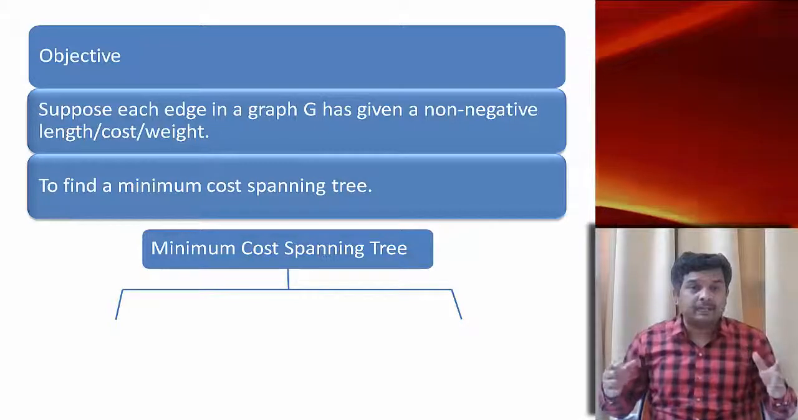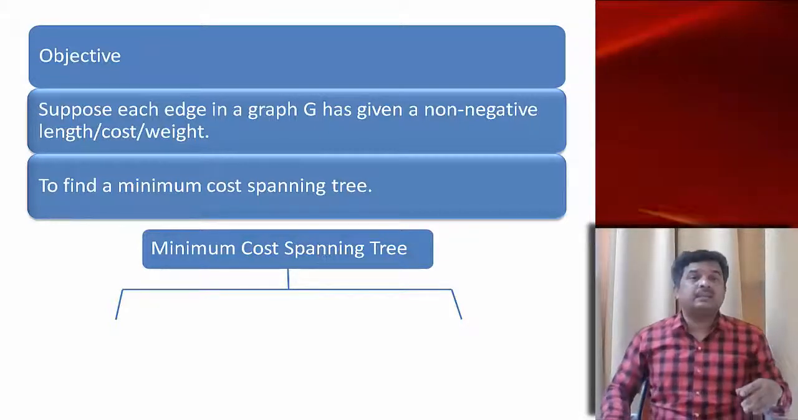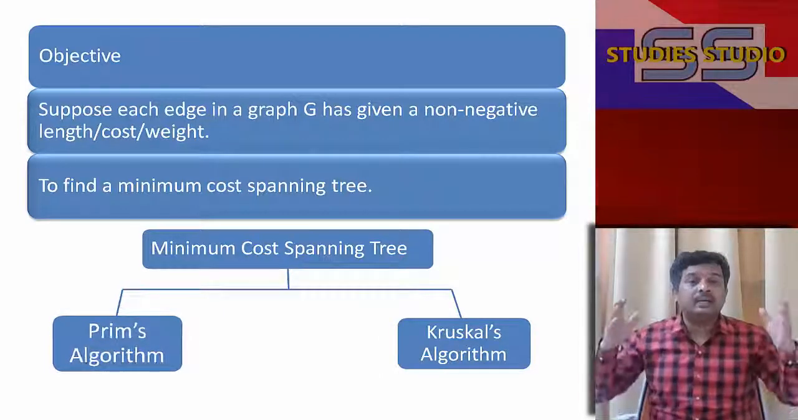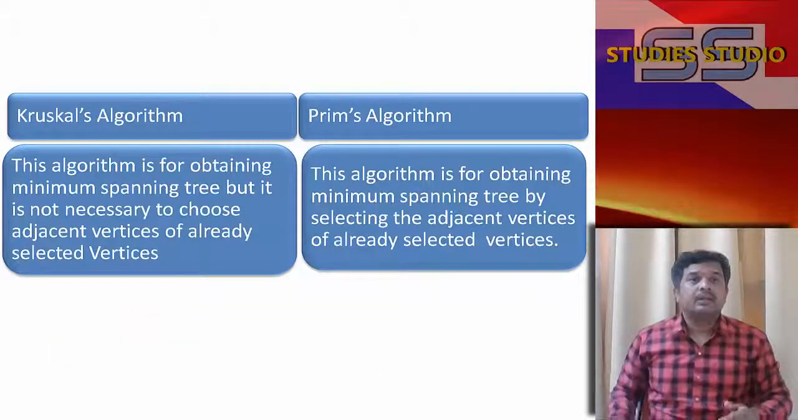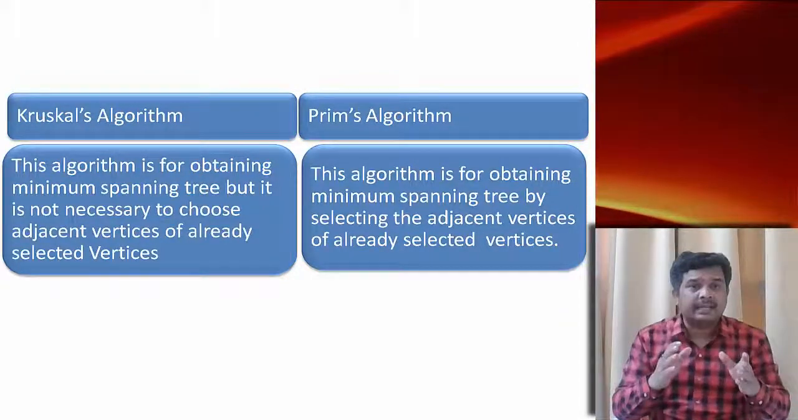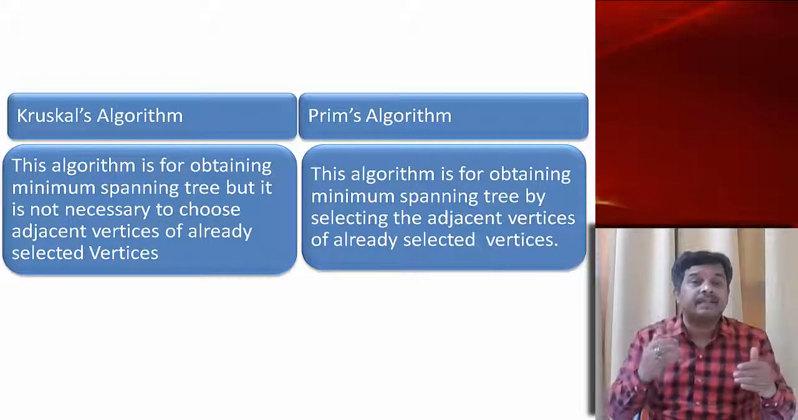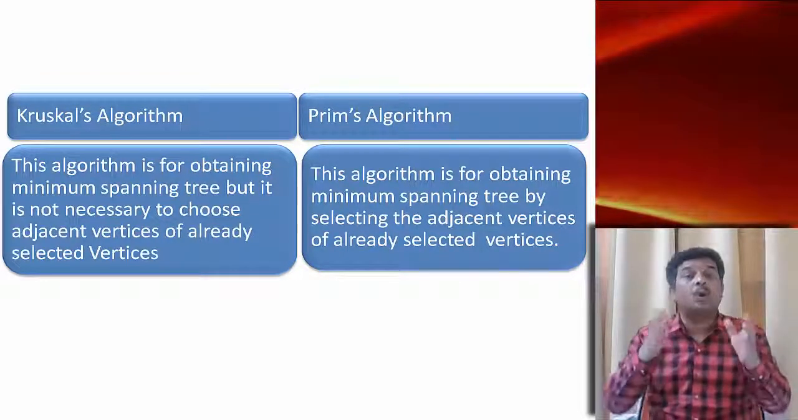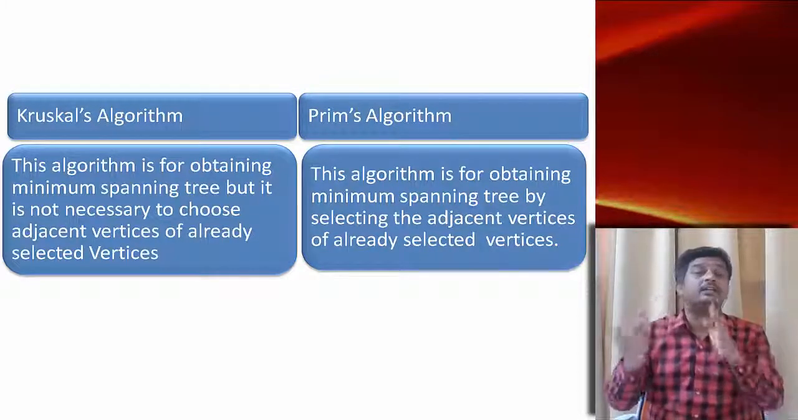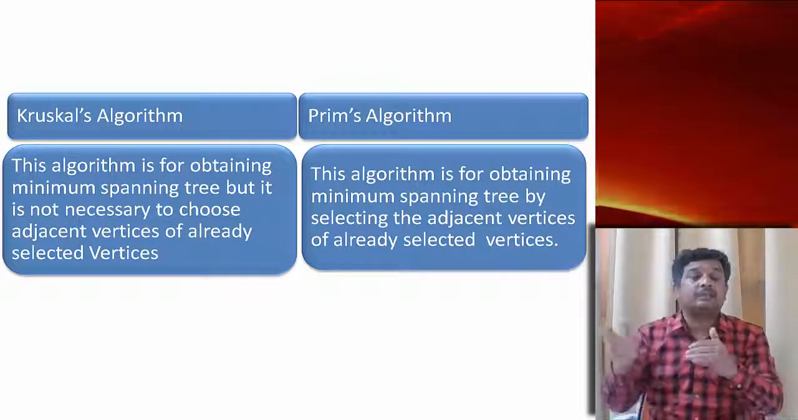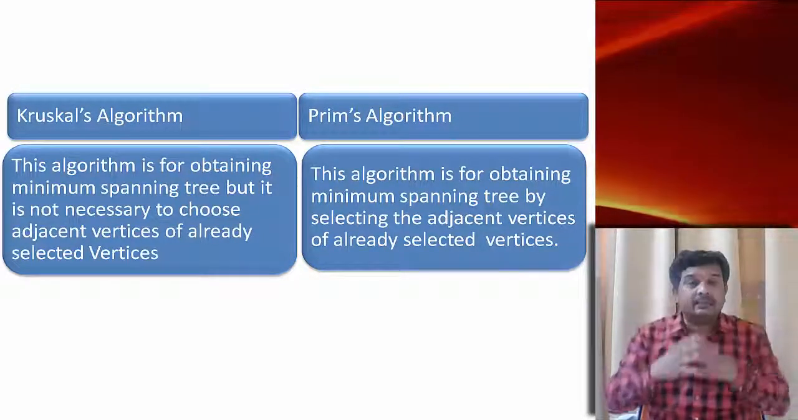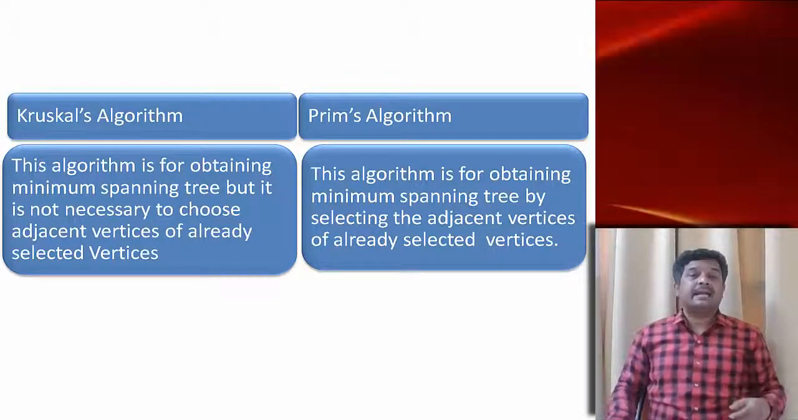To find minimal spanning tree we have two methods. One is Prim's algorithm and another is Kruskal's algorithm. And today we are going to learn about Prim's algorithm. The basic difference between Prim's and Kruskal's algorithm is that in Kruskal's algorithm it is not necessary to choose a vertex which is adjacent to the already selected vertices, but under Prim's algorithm we have to choose a vertex which is adjacent to the already selected vertices. So this is the basic difference between Kruskal's and Prim's algorithm.